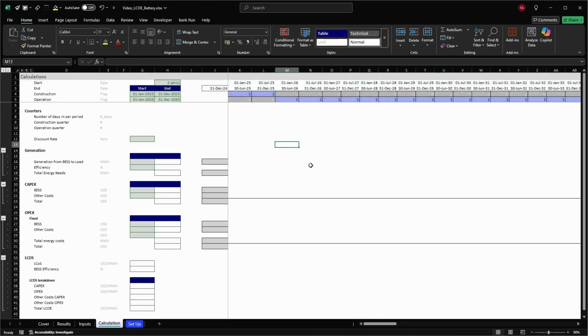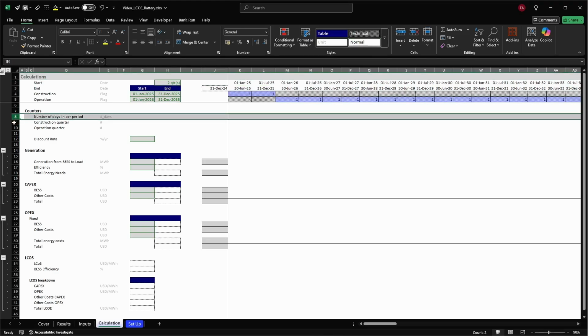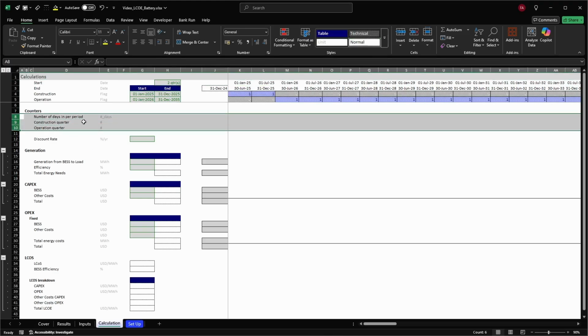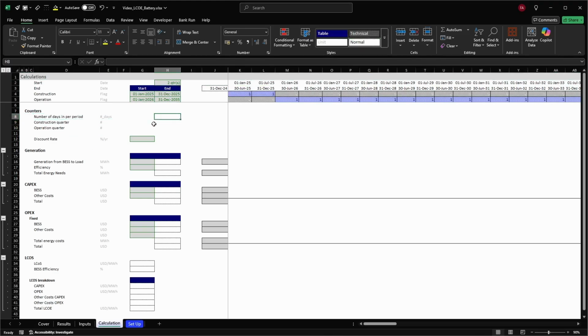Right, let's move on now and do the calculations for our counter. So first we need to count the number of periods, the number of days per period. That's quite straightforward. It's going to be equals to the end of the date minus this date here, and of course we have to add 1. Okay, so let me see if that's correct.